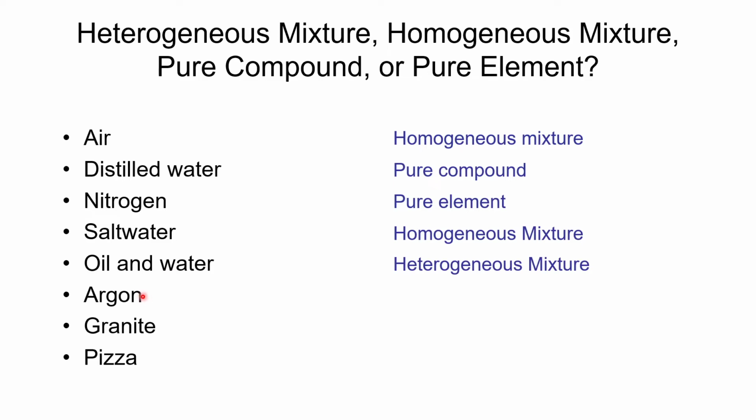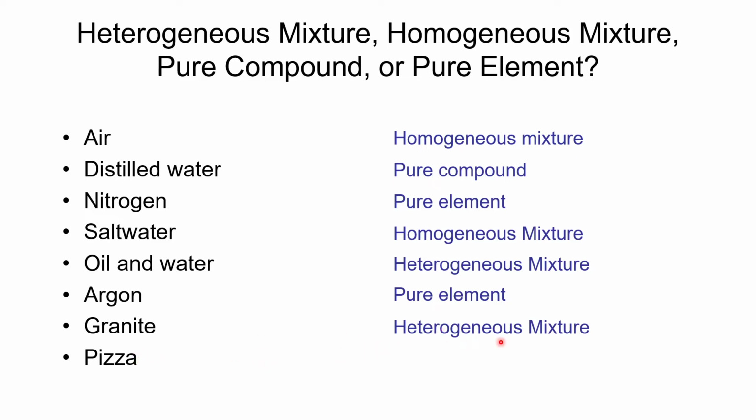Next, we've got argon. Argon is one of our elements, so we're going to call that a pure element. Granite. Granite is just a type of rock. In fact, that picture I showed you on the previous page is granite. And so it is a heterogeneous mixture. Again, if you can see the different domains of substances where there are different colors, it's probably heterogeneous.